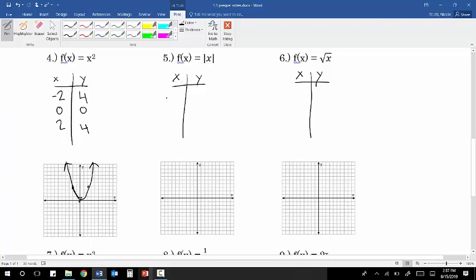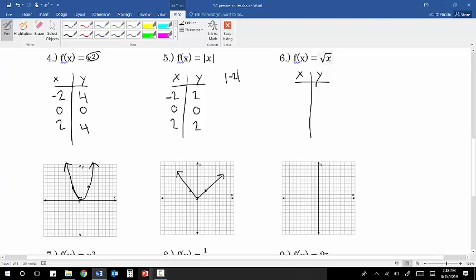Absolute value, again, I'm just going to use the same numbers, -2, 0, and 2. It really doesn't matter which numbers you pick. You just want to pick enough that gets you a full graph. So the absolute value of -2 would be +2. The absolute value of 0 is 0, and the absolute value of 2 is 2. So we're going to go -2, 2, 0, 0, and 2, 2. It'll almost look like what we just graphed, except this is definitely going to be more of a V. The absolute values will look like V's, and squared functions will look like U's.